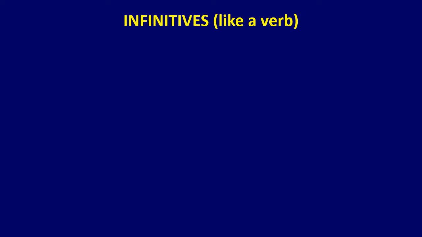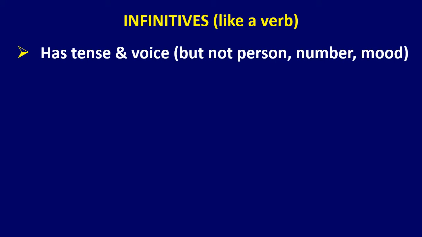Now let's look at some characteristics of infinitives and see how they function even like a verb. Remember that infinitives are technically verbal nouns, and that means they're hybrid in the sense that they sometimes function like a noun and sometimes they have verbal characteristics. And so when it comes to functioning like a verb, we know that they have tense and they have voice, but they don't have person, number, and mood.